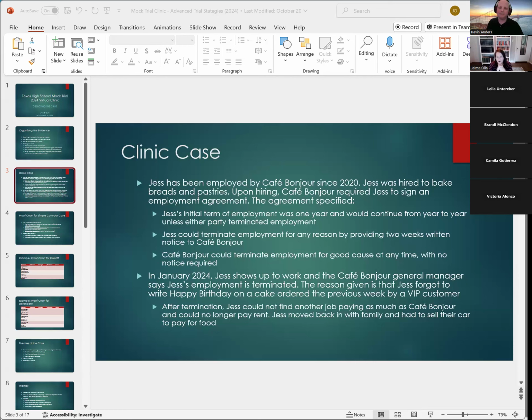And then here, when you're talking about breach of contract, you really want to focus in on the good cause. And what does good cause mean? Did Cafe Bonjour fire Jess because she forgot to write happy birthday on a cake? Is that good cause? Because if it is, then there's probably no breach of contract. If it is not, then there probably is.